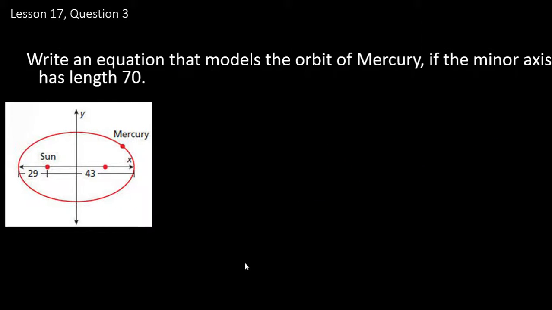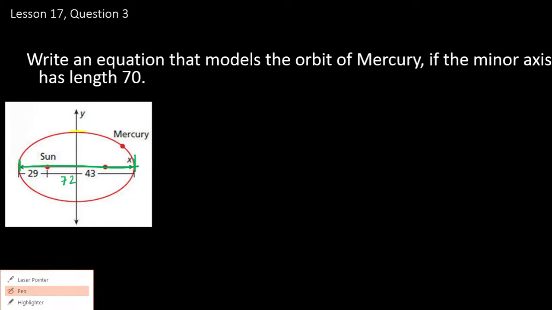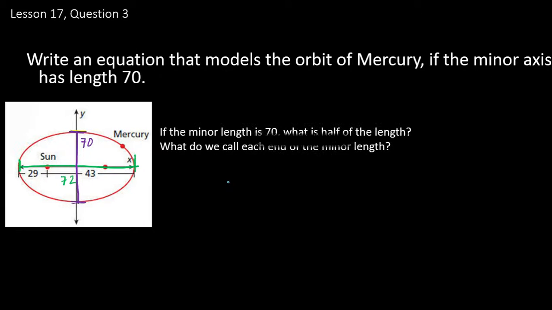Now, finally, you're asked to write an equation that models the orbit of Mercury if the minor axis has length 70. So we already know that this length is 29 plus 43, which is 72. So I know from here to here is 72 million miles. And I've just been told that from here to here is 70 million miles. Great. So I need to write an equation using that information that models the orbit of Mercury.